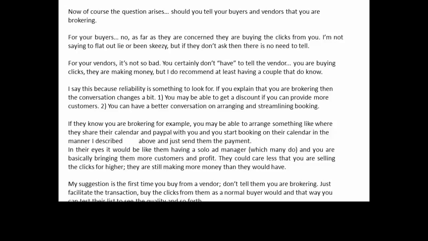I say this because reliability is something to look for. If you explain that you are brokering, then the conversation changes a bit. You might be able to get a discount if you can provide more customers, and you can have a better conversation on arranging and streamlining booking. If they know you are brokering, for example, you may be able to arrange something where they share their calendar and PayPal with you, and you start booking on their calendar in the manner I described above, and just send them the payment. In their eyes, it would be like them having a solo ad manager, which many do, and you're basically bringing them more customers and profit. They could care less that you're selling the clicks for higher, they're still making money, more money than they would have.